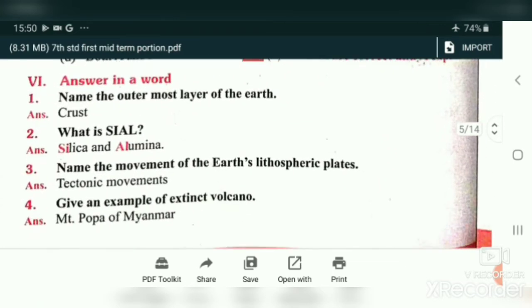Then come to the one word questions. Answer in one word. Name the outermost layer of the earth. Crust. What is Sial? Silica and alumina. Name the movement of the Earth's lithospheric plates. Tectonic movement. Give an example of an extinct volcano: Mount Popa of Myanmar.